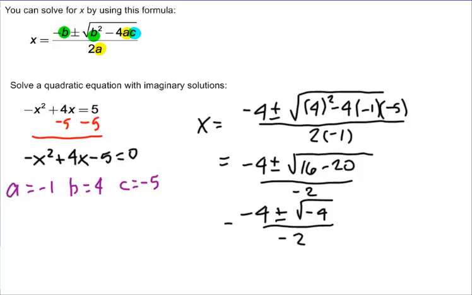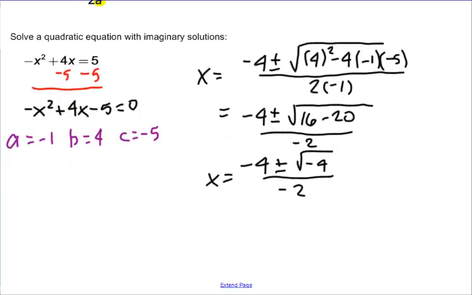Well, we've just talked about how to handle a situation like this. The square root of negative 4 is 2i. So we've got x equals negative 4 plus or minus 2i divided by negative 2. We're not quite done, but we're almost there. Notice that each of these terms is divisible by 2, so we can reduce out a negative 2. So negative 4 divided by negative 2 is 2, and then negative 2 plus or minus negative 2 divided by negative 2 is going to be plus or minus 1.